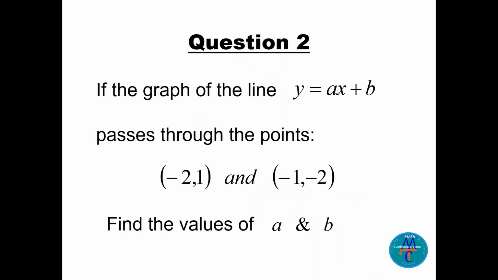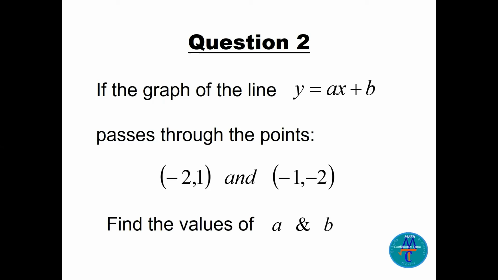Now here we have a little application, a nice question. If the graph of this line, y equals ax plus b, passes through the points minus 2, 1, and minus 1, minus 2. Find the values of a and b. Try to think, please, and see.